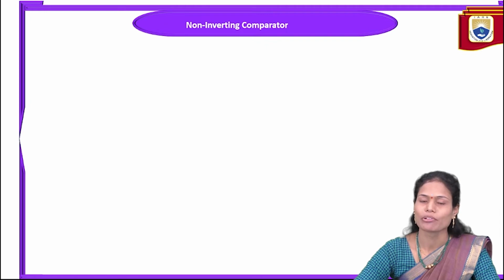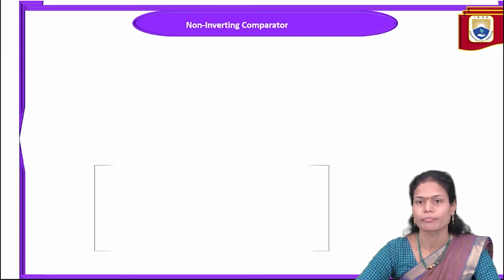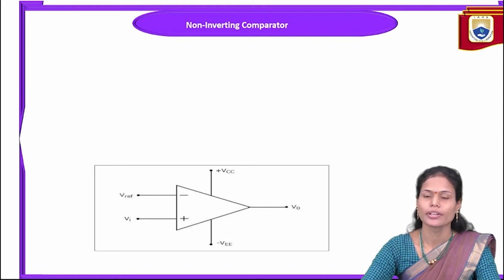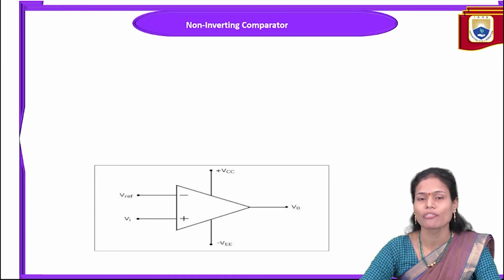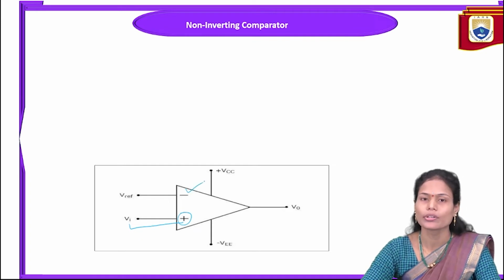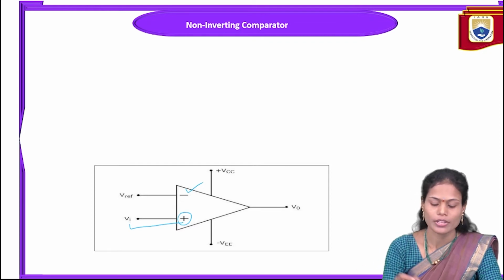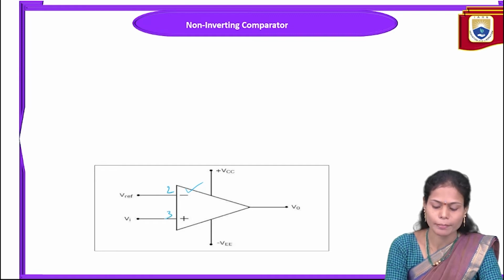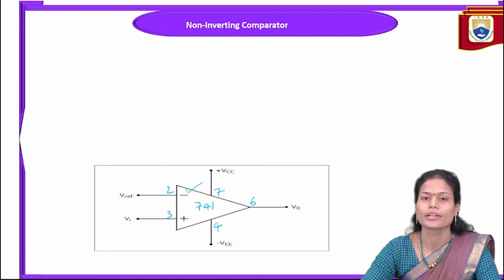And the next type of comparator is the non-inverting comparator. What is the basic difference between the inverting comparator and the non-inverting comparator? In the case of the inverting comparator, we provide the input signal to the inverting terminal. Similarly, in the case of the non-inverting comparator, we provide the input signal to the non-inverting terminal, and the reference voltage we connect to the negative terminal of the operational amplifier. This is second pin, this is third pin, this is 7th, 4th and 6th pins of the 741 operational amplifier.